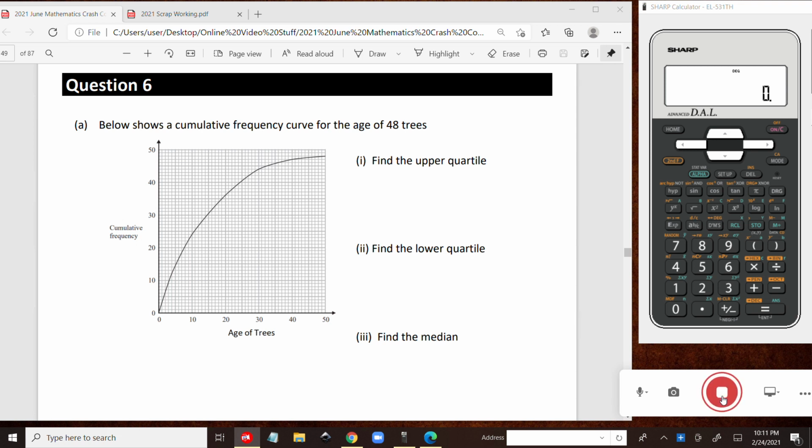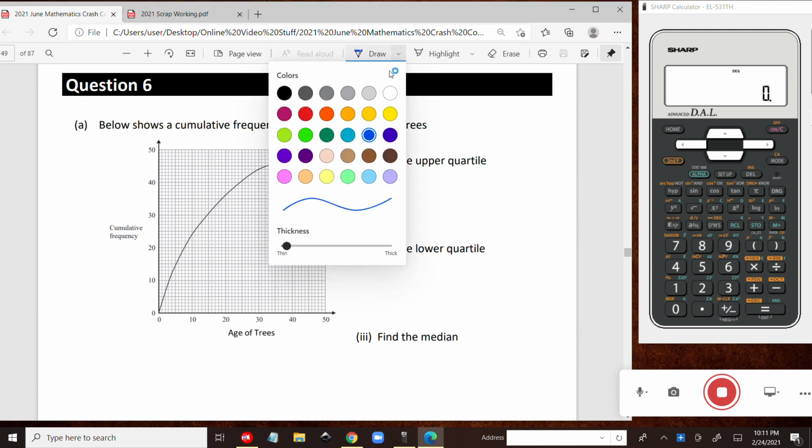Hi, and welcome to part 6 of the June 2021 Maths crash course. Today, the first question we're going to be seeing is actually a cumulative frequency question. Now, cumulative frequency, just in case you didn't know, falls under statistics on the CXC syllabus.